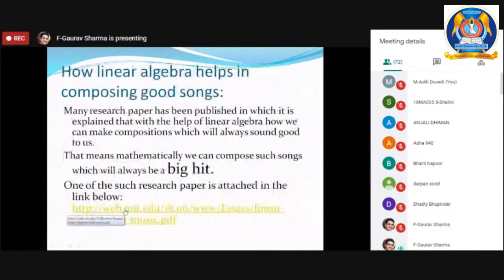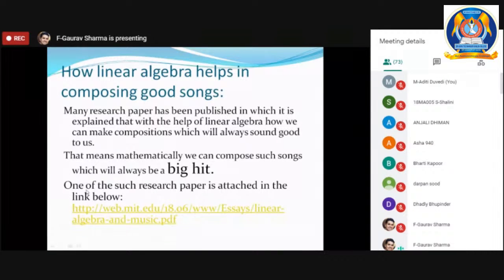So now let us see how it works. Many research papers have been published explaining how, with the help of linear algebra, we can make compositions which will always sound good to us. Can you imagine, with the help of linear algebra, we can compose good songs. So it is a very good thing, how we can use mathematics in the composition of songs also. Mathematically, we can compose such songs which will always be a big hit.